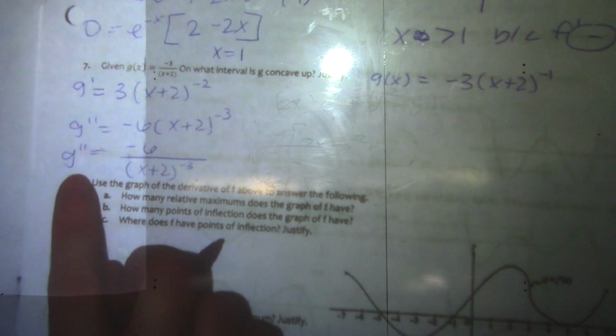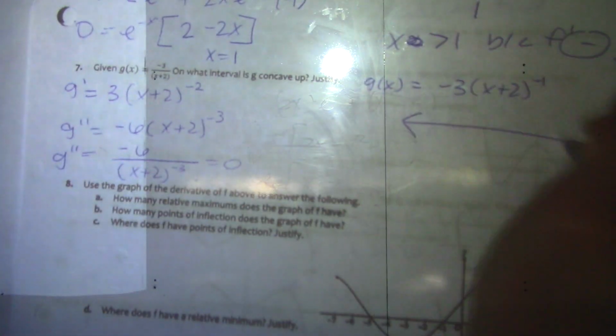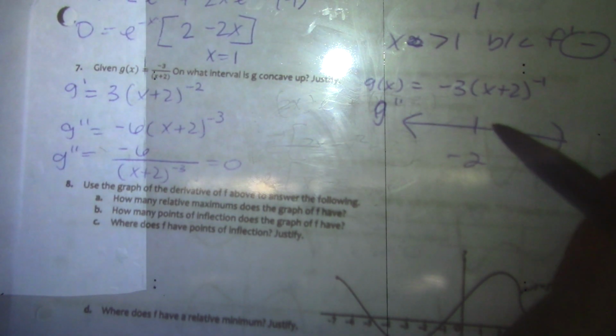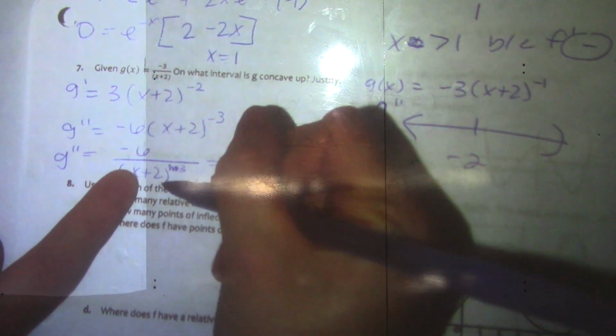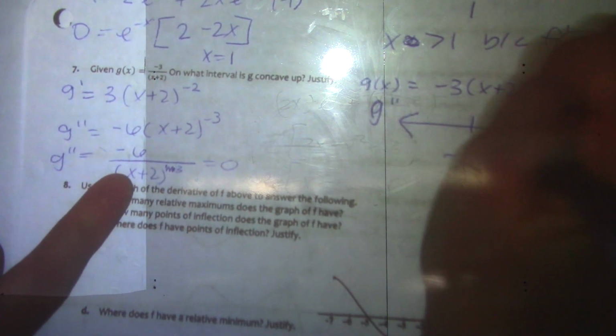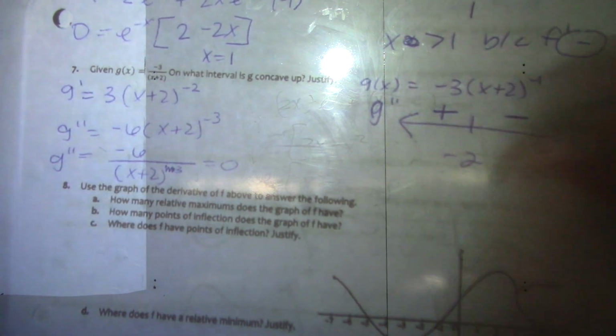Now, to test concavity, first I need to find my possible points of inflection, so set this equal to 0. That means I need to test around either side of negative 2, which is g double prime. If I plugged in 0, that would be negative over a positive, so that's going to be negative when x is 0, and positive over here. So it is concave up for x less than negative 2, because g double prime would be positive.